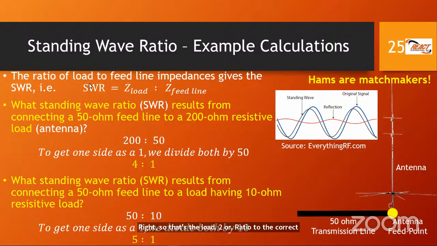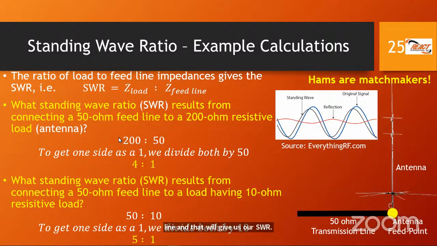So that's all this fancy formula is telling us here. We just need to put the impedance of the load, put the colon, and then put the impedance of the feed line, and that will give us our SWR. So let's try an example.